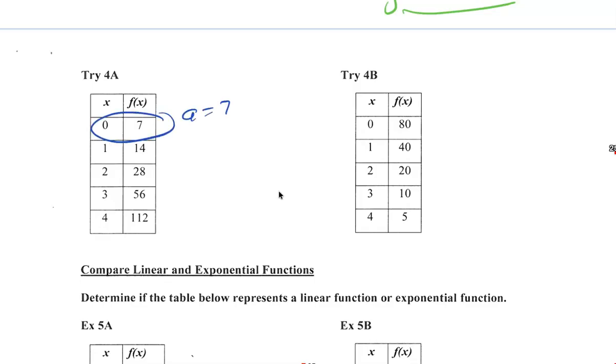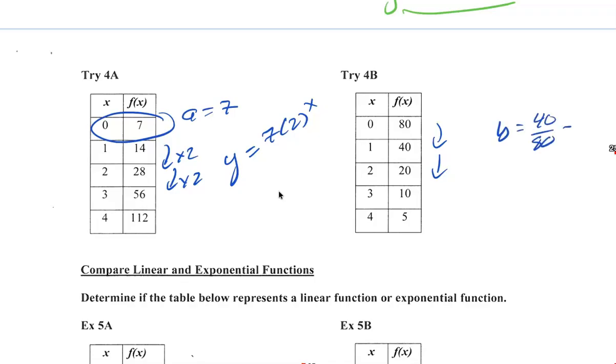My A is 7, and we are multiplying by 2 every single time. So this would be y equals 7 times 2 to the x. This one, you might be going, oh, we're dividing by 2. You can't put in the divide sign. So if you're not sure what that is, just put the second over the first and reduce. The zeros cancel, I get 4 over 8. Divide them both by 4, and you get 1/2.